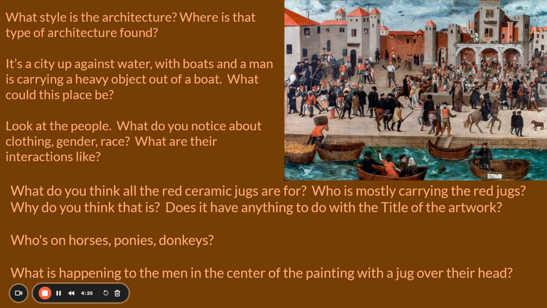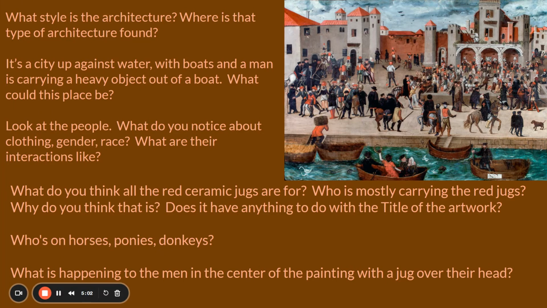Another thing that is easy to pick up with your eye because of color is, what do you think about all these red ceramic jugs? If you look closely, you're going to see all these spots of red, and you're going to see a bunch of these ceramic jugs being carried around. And then ask yourself, who is mostly carrying the red jugs? And once you recognize who is carrying the red jugs, why do you think that is?